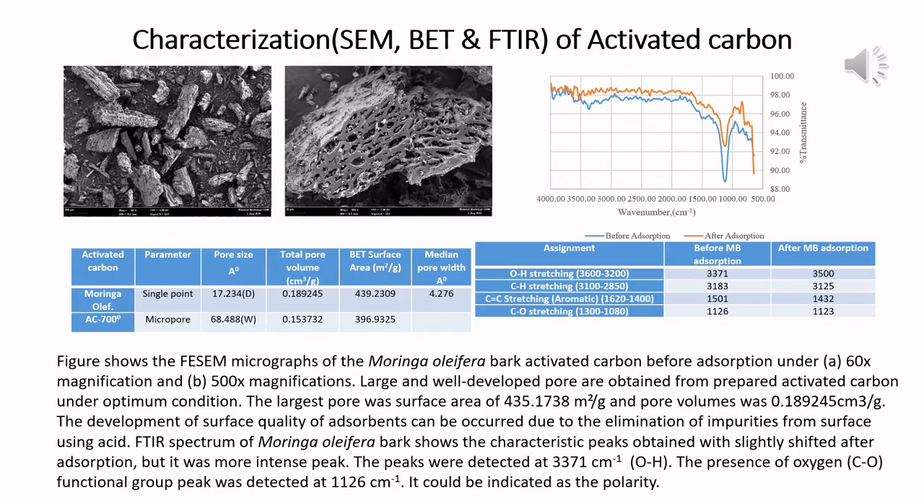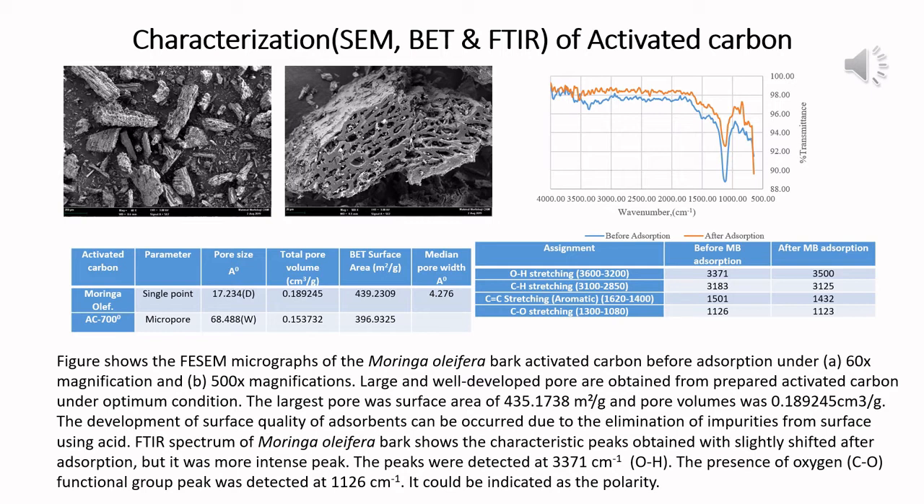Characterization of activated carbon. The figure shows the SEM micrographs of the Moringa bark activated carbon before adsorption under 60 magnification and 500 magnification. Large and well-developed pores are obtained from the prepared activated carbon under optimum conditions. The largest pore had a surface area of 435.1738 and a pore volume of 0.189245 cm³ per gram. The development of the surface quality of the adsorbent can occur due to the elimination of impurities from the surface using acid.